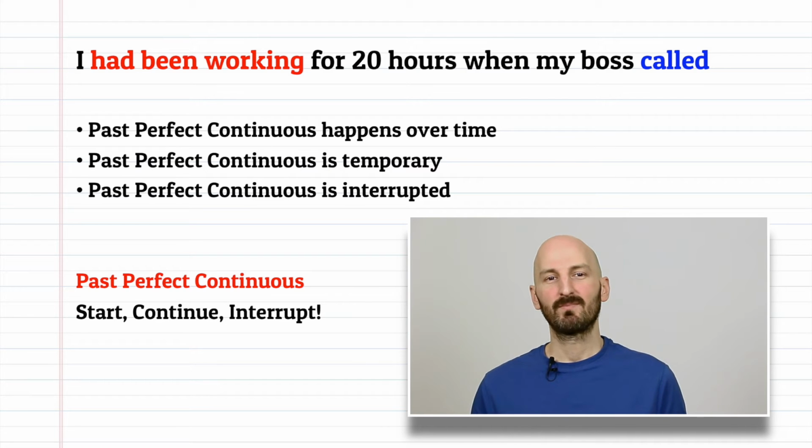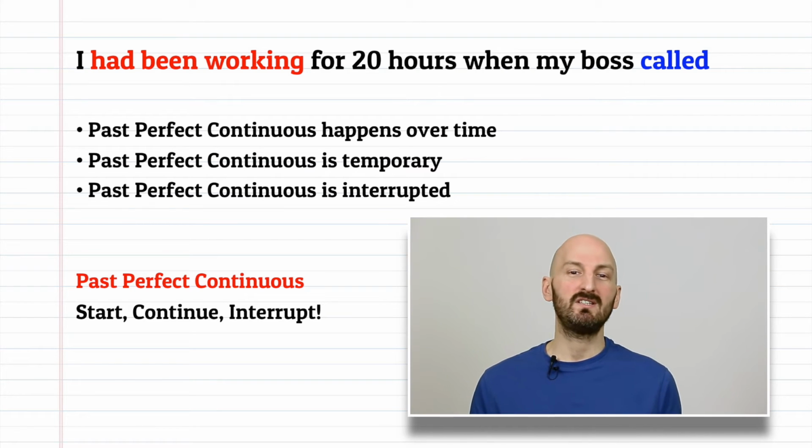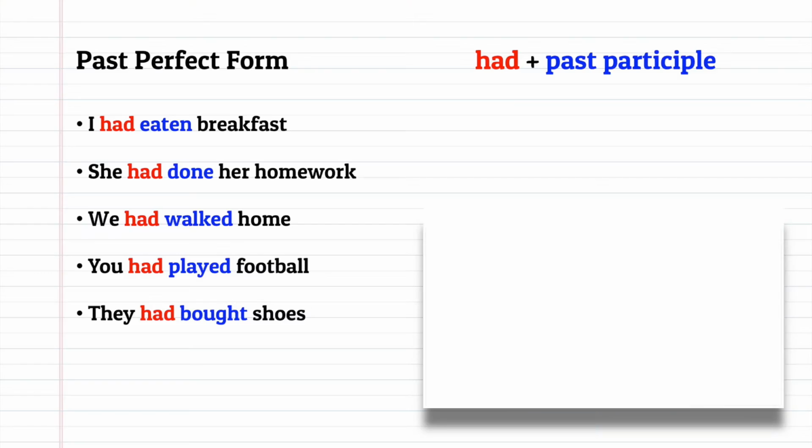So let's think. Are both actions in the past? Yes. Are they connected? Yes. Which action happens earlier? Past perfect continuous. Which action happens over time? The past perfect continuous. And which action interrupts? The past simple. So we use perfect continuous to show it starts first, it continues for a period of time until the interruption. We've got start, continue, interrupt.